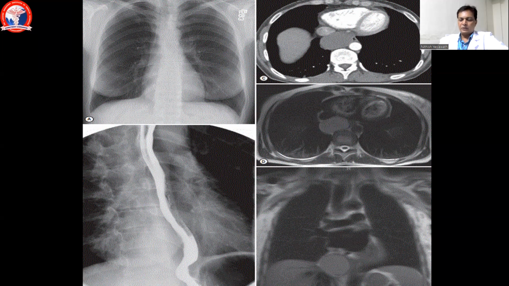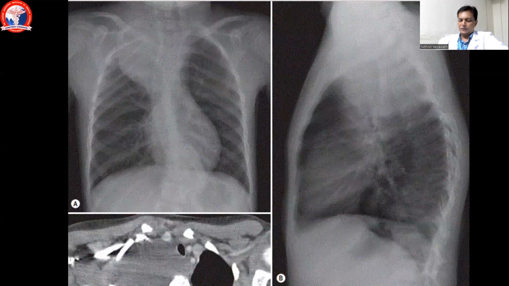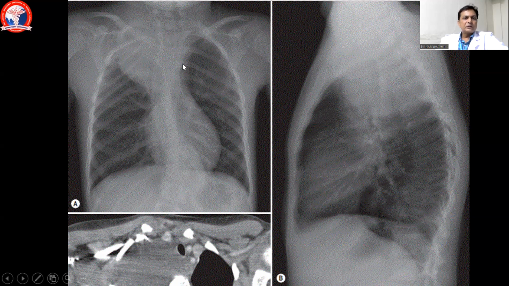So this was esophageal duplication cyst. Next image we are seeing here the large lesion based on the mediastinum. Here, if you see on the lateral view, it is based on the spine actually, very close to the spine and extending to the right apex.